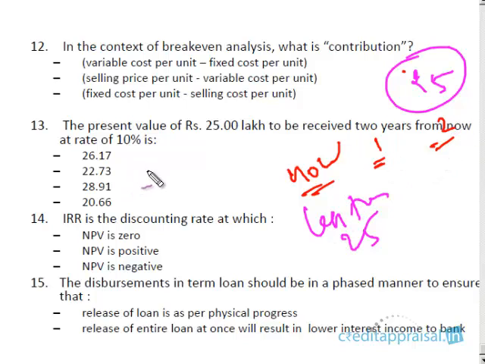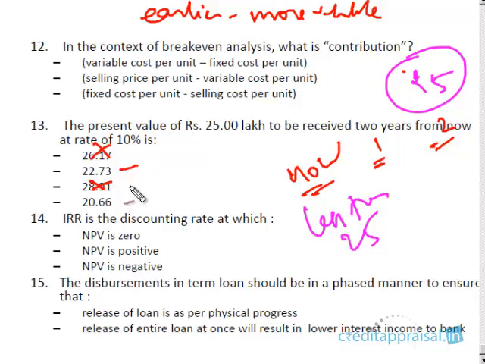The earlier you receive an amount, the more valuable it is, we discussed this, right? This 25 lakhs, the earlier you receive it, the more valuable it will be. You are receiving it 2 years from now, so it is not that valuable. In fact, its value today will be something less than 25. So these two are more than 25, the first option and the third option. So these can't be the correct options. We can straight away ignore the first and third.